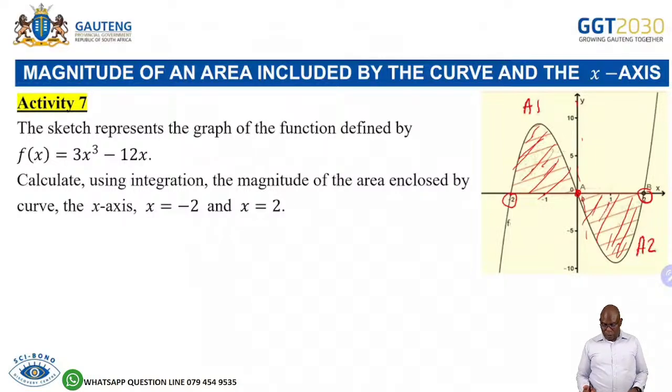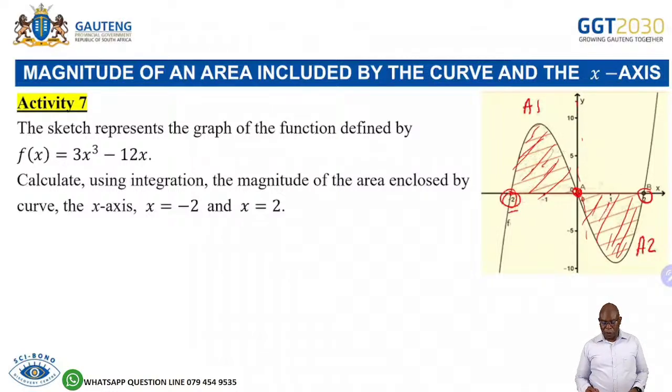Two ways of doing this. First of all, I'm going to get the area from 0 to minus 2. So in other words, my upper limit will be 0, my lower limit will be negative 2.